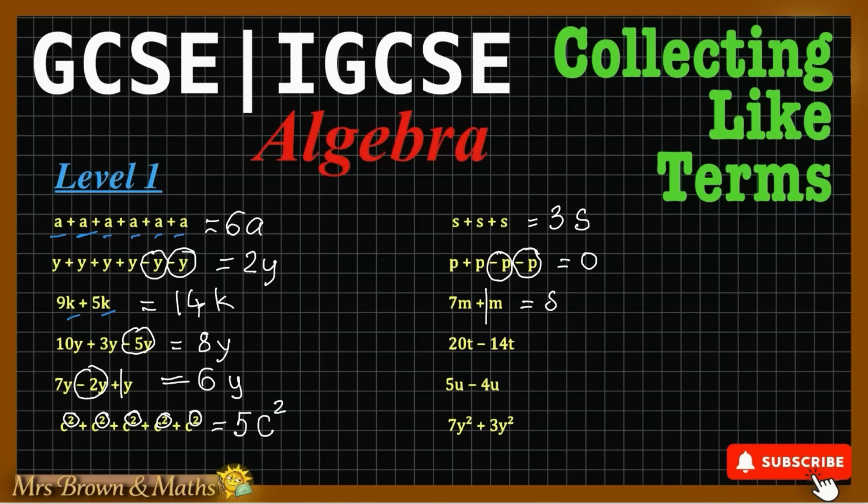7M plus 1M is 8M. 20T minus 14T is 6T. 5U minus 4U is 1U. But in algebra, we don't use coefficient 1 in front of the letter, so the final answer is just U. 7y squared plus 3y squared, add coefficients, it will be 10y squared.